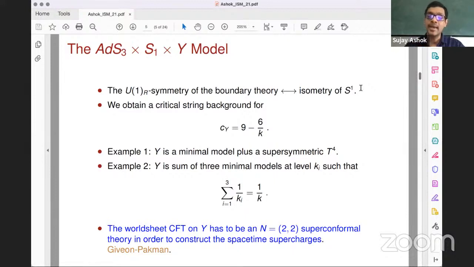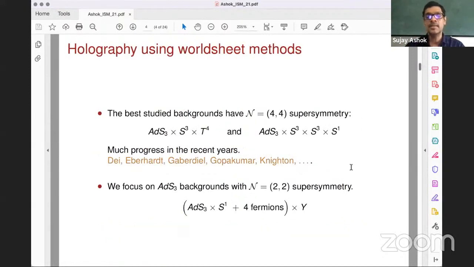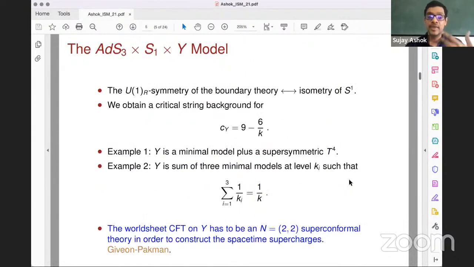Now, the worldsheet theory on Y has to be, so this is the worldsheet theory. So the worldsheet CFT has to be (2,2) superconformal in order for the spacetime theory to have (2,2) supersymmetry. I hope this point is clear. So I'm hoping to describe these spacetime or boundary theories with (2,2) supersymmetry. And as a requirement, we need to construct the global superconformal algebra in spacetime. And for that, Giveon and Pakman back in 2003 showed that this Y model, this worldsheet theory on Y, has to have worldsheet (2,2) supersymmetry. So that's the setup that I'll be working with.